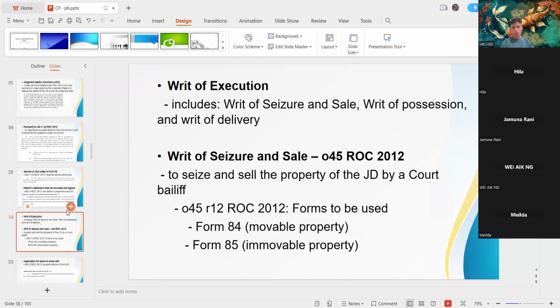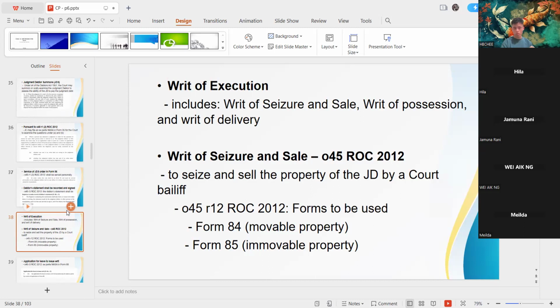Now when it comes to writ of execution, it includes writ of seizure and sale, writ of possession, and writ of delivery. Writ of seizure and sale is done by a court bailiff. A court bailiff is an officer appointed by the court purposely to execute the judgment. It is not only limited to writ of seizure and sale, because in an interpleader, the court sheriff can also have the right to do so.